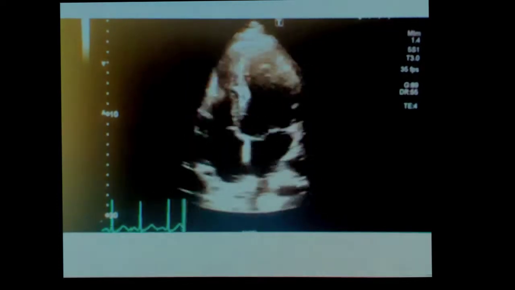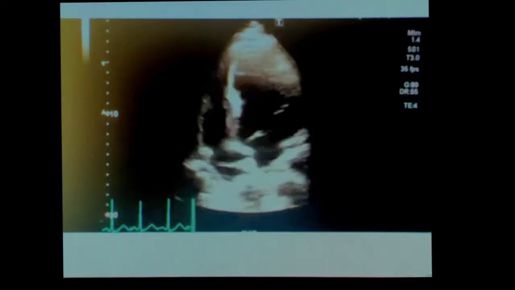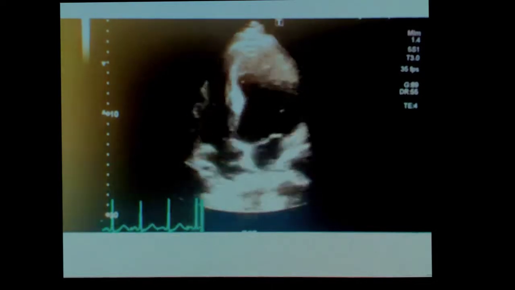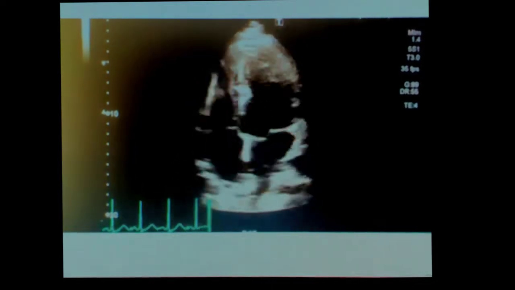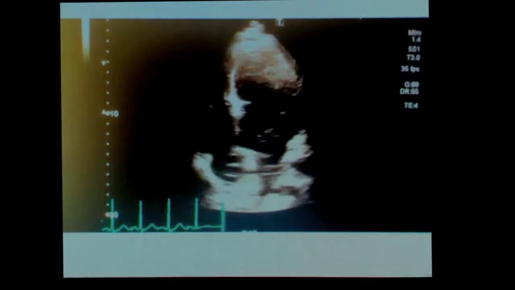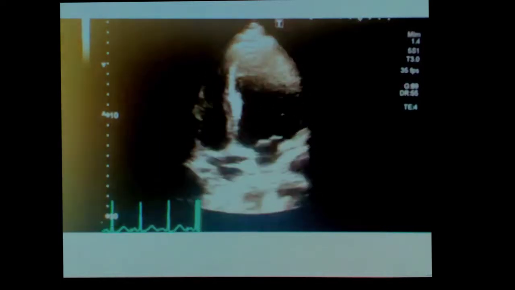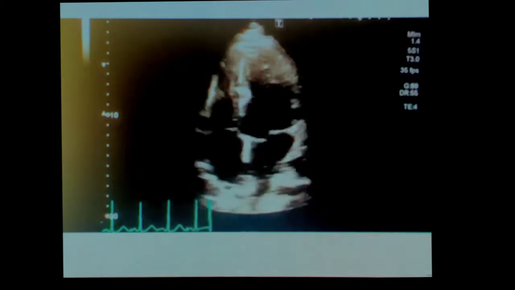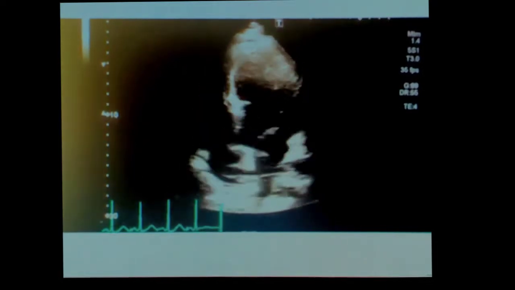Okay. Let's say there are T inversions in anterior precordial leads, so it's LAD territory. Is it an LAD ischemia? Apex is moving, very good. So, what is it? Anything else on this echo that's clear? Not much. It's a good echo. Okay, that's good. Let's keep going.